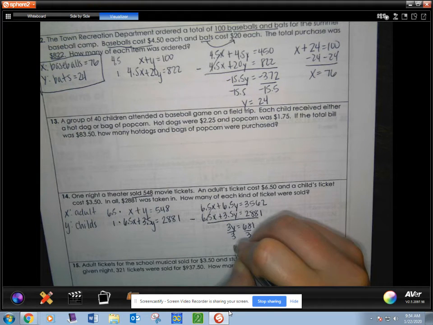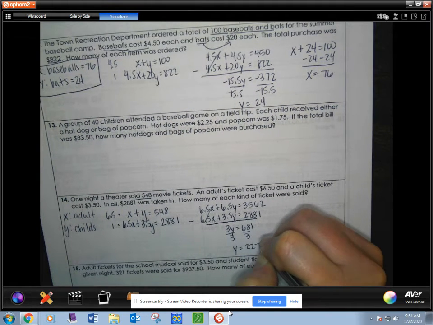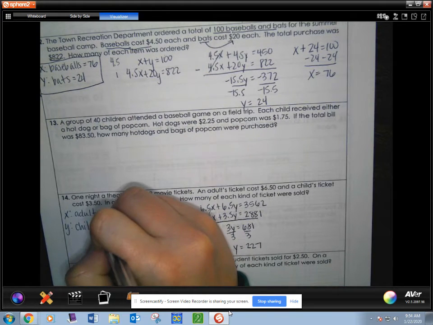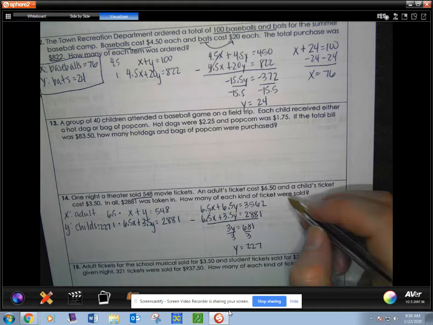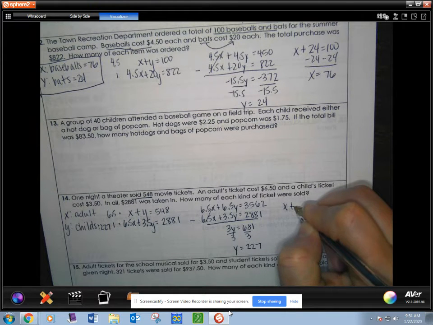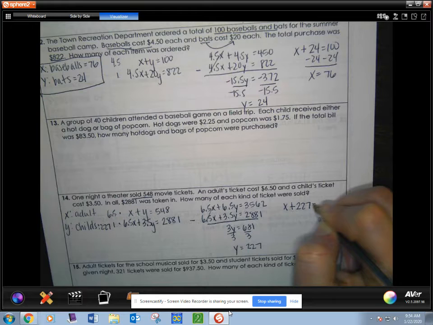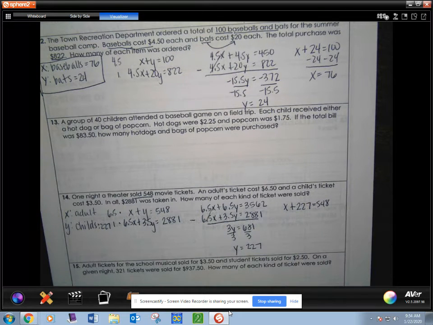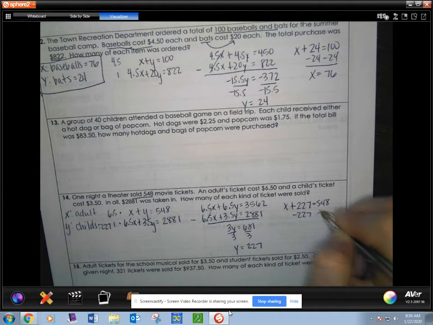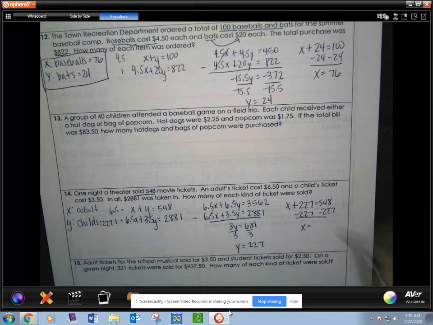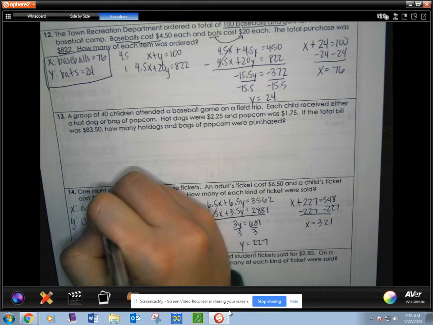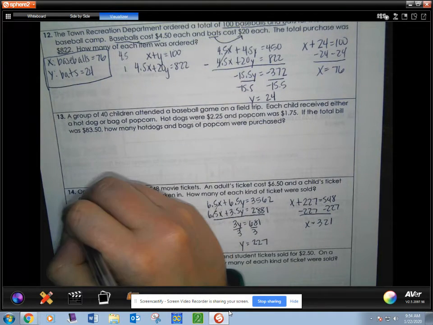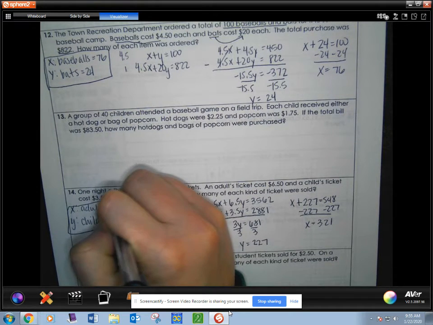And that gives me 227 for y. So I have 227 children tickets. Now to figure out adults, we're going to go back to x plus, and instead of y, we're going to put 227, equals 548. I subtract the 227. That gives me x equals 321. So I sold 321 adult tickets. And there's my answer.